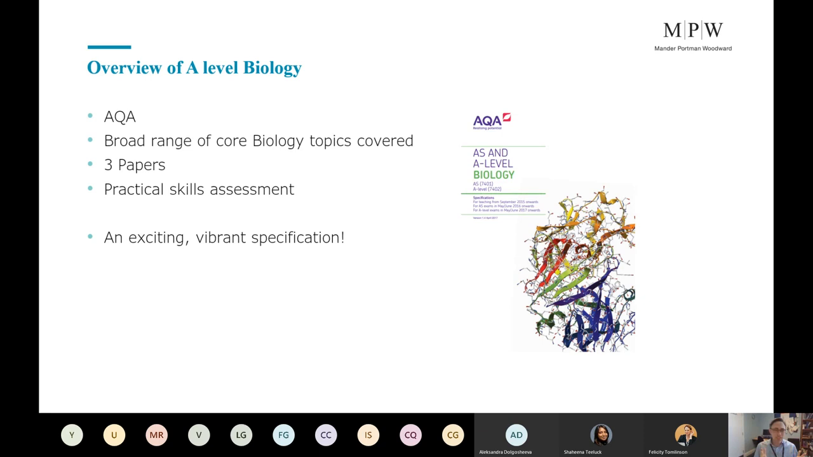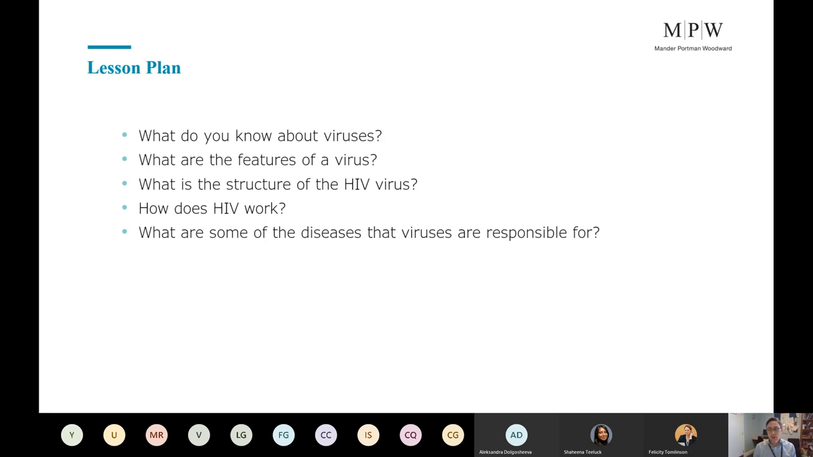So, like I say, it sounds maybe a bit over the top, but it really is an exciting, vibrant specification that we teach. So our plan for today is to think about viruses. We're going to start with a little bit of a quiz, just to see what you know about viruses. We're going to think generally about the features of viruses, what they look like, their size, what they do and how they function. And then we're going to focus specifically on the HIV virus.